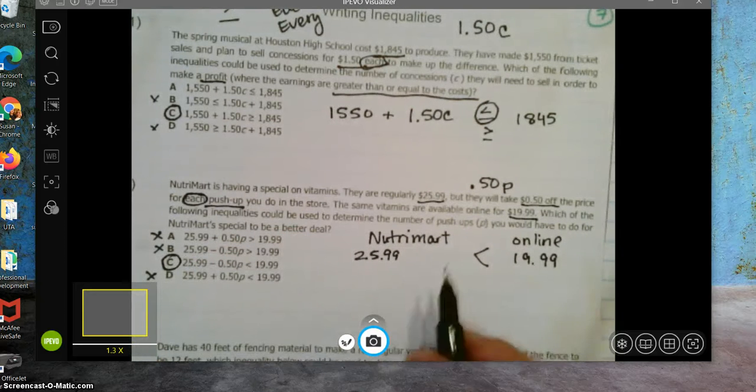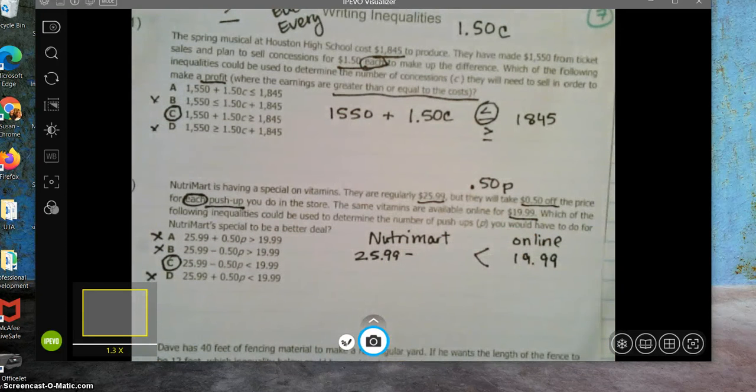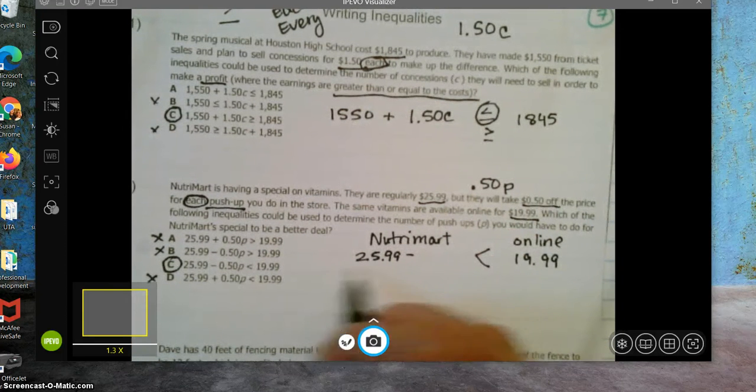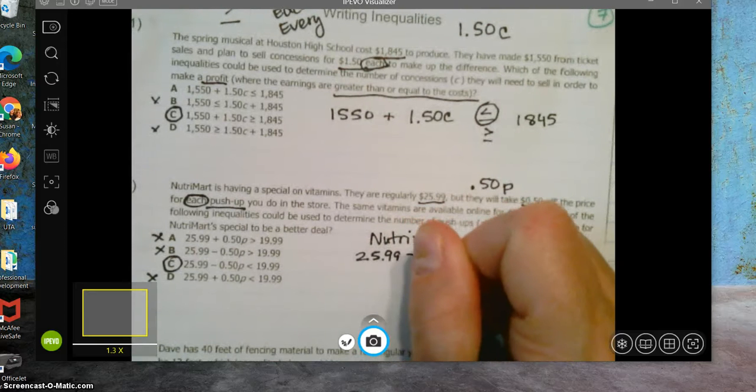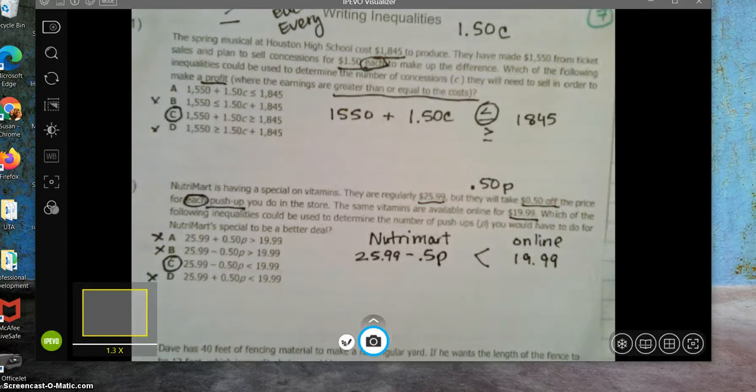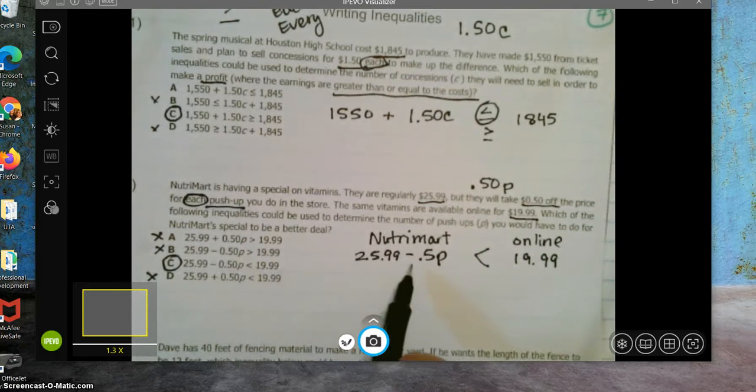I need Nutrimart to be less than what it is online. Right now it's not, if I just do $25.99. But I get to take off 50 cents per push-up. And hopefully you can tell, these are the same. 0.5, 0.50, those are the same, okay?